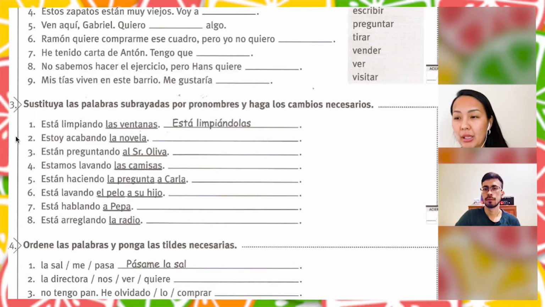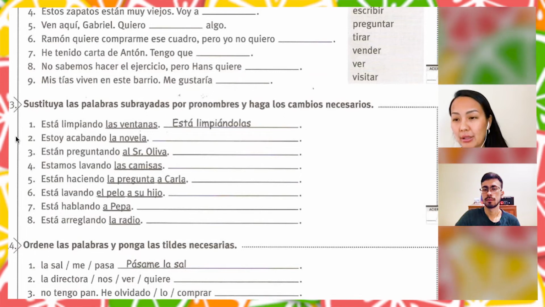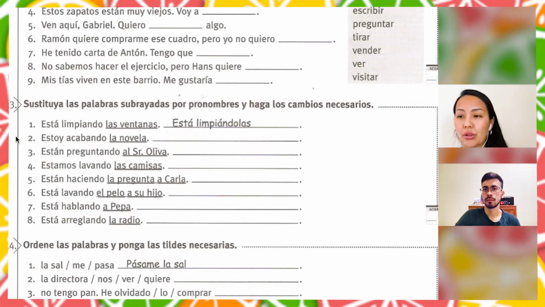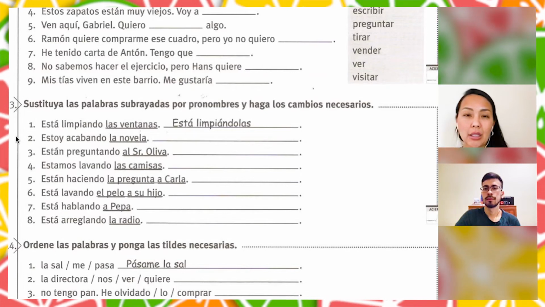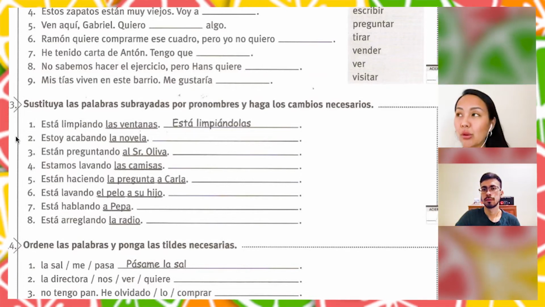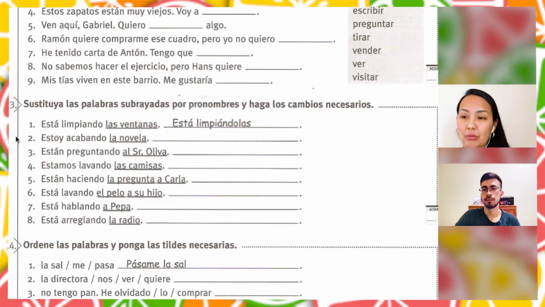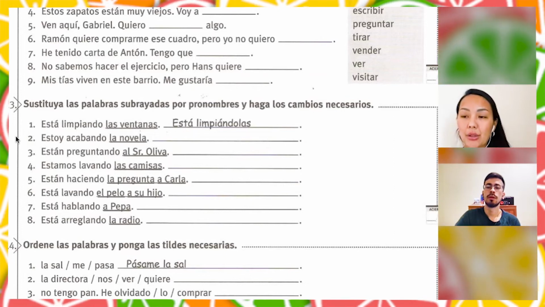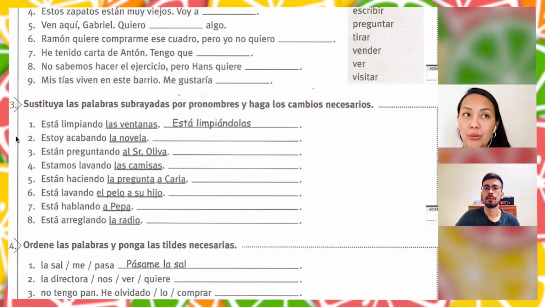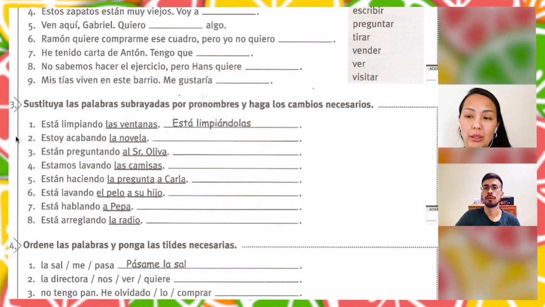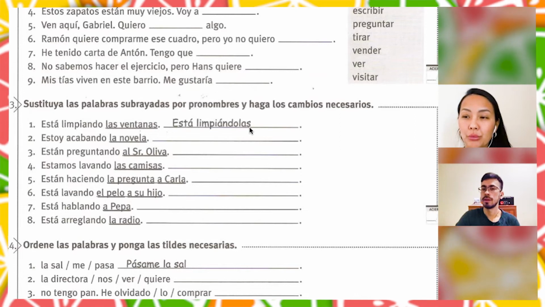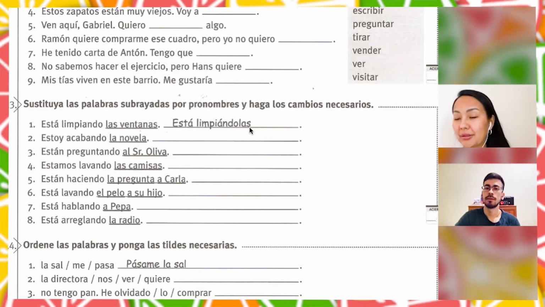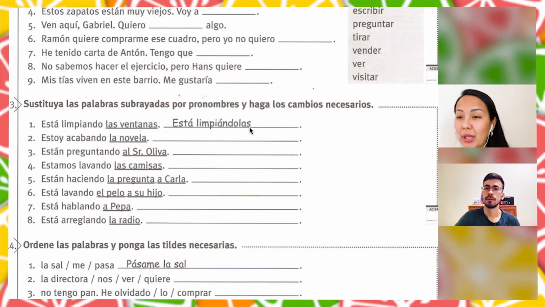Está limpiando las. So we just put las to our verb. Okay, and again, as I understand, there is no need to repeat nouns when we already know what we're talking about, right? Yes, that's why we use complements. Interesante.